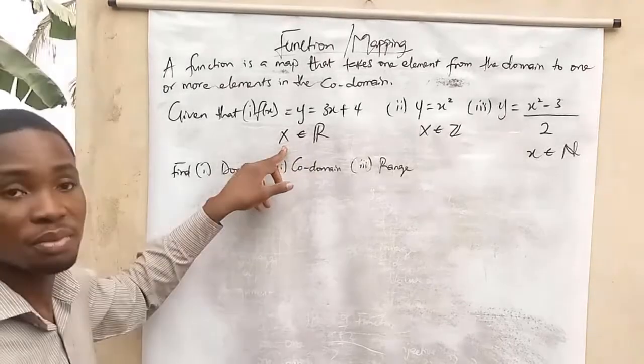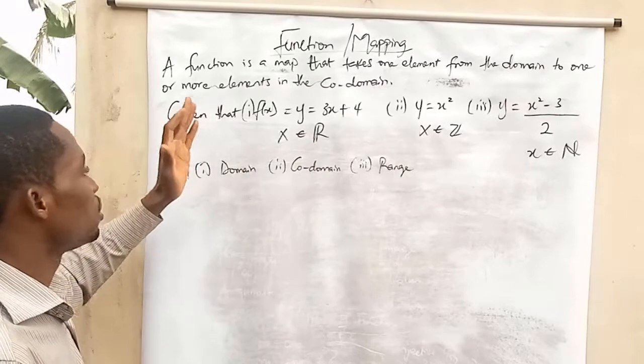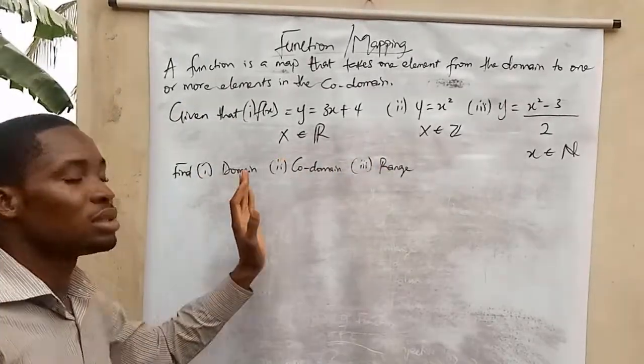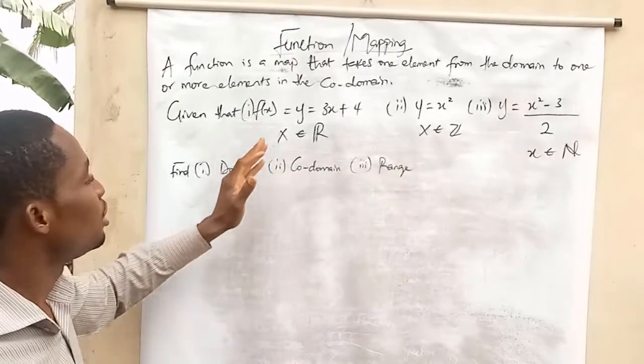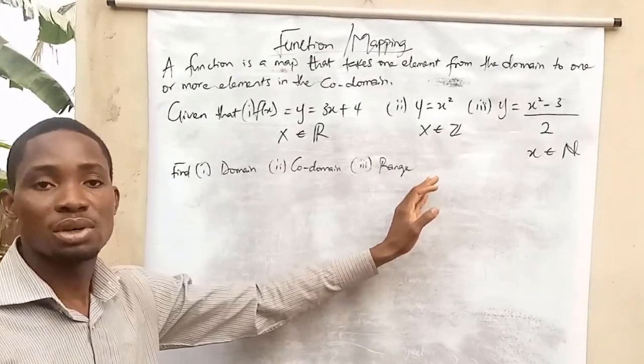If y equals 3x plus 4 and x is coming from real numbers, x represents our domain. y represents our codomain. I forgot to mention in the last class, when I put x and y by themselves, x represents our domain, y represents our codomain. But elements of x represent the pre-image or argument, then elements of y represent the image or value.